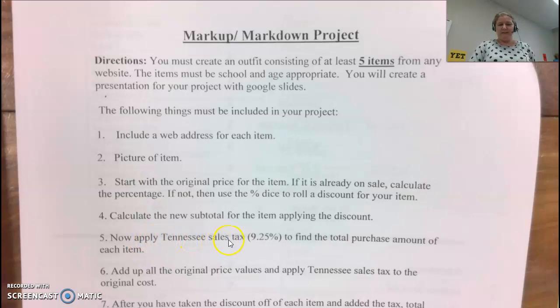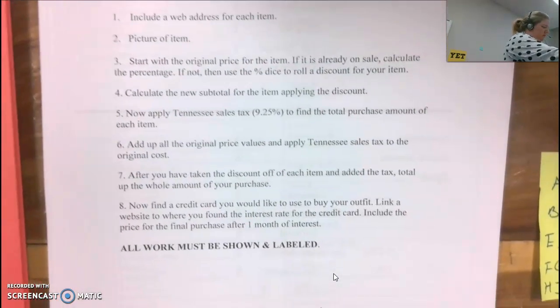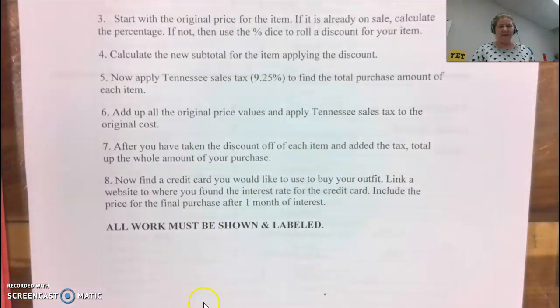Now apply Tennessee sales tax 9.25% to find the total purchase amount of each item. Add up all the original price values and apply the Tennessee sales tax to the original cost. After you have taken the discount off of each item and added tax, total up the whole amount of your purchase. Now, find a credit card you would like to use to buy your outfit. Link a website to where you found the interest rate for the credit card. Include the price for the final purchase after 1 month of interest. All work must be shown and labeled.